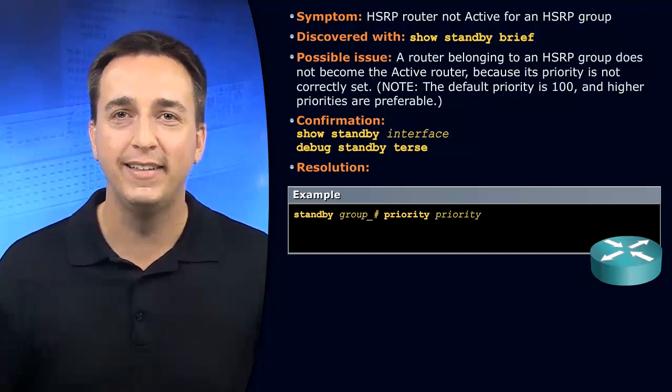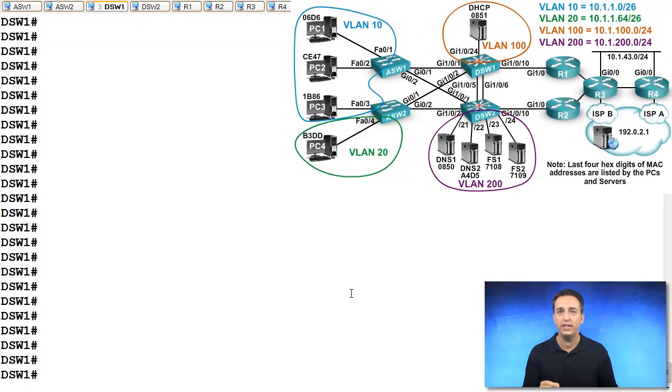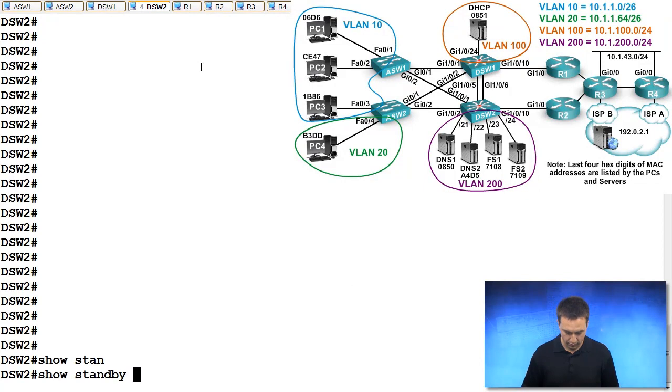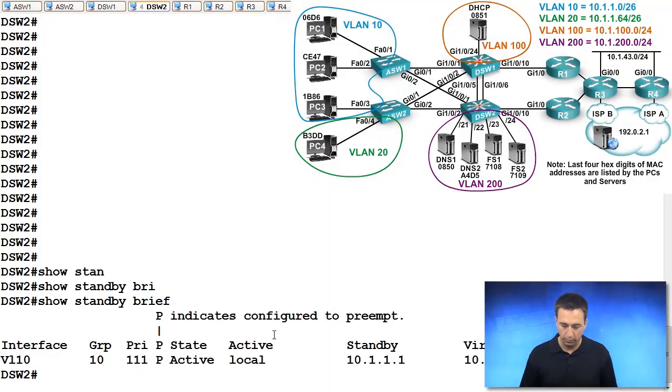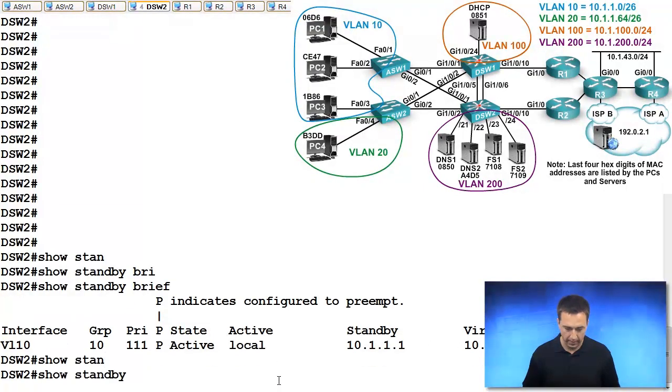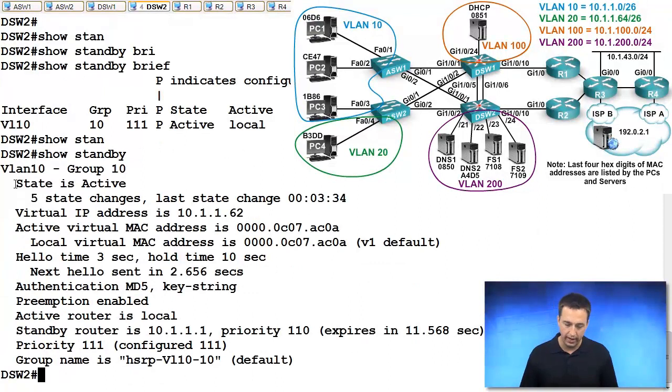Let's examine that. In this case, DSW2 is currently the active forwarder. And if we go to DSW2 and type in show standby brief, we'll see from this output that active equals local. If we use the command show standby, we'll see it says right here, state is active. But we don't want DSW2 to be the active forwarder. We want DSW1 to be the active forwarder.